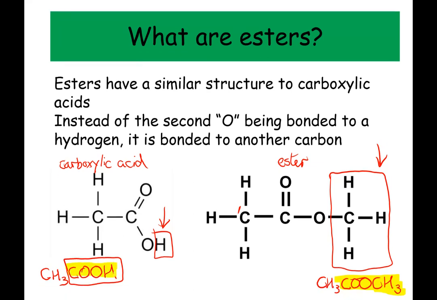Okay, so you should be able to identify an ester based on either its diagram or its structural formula by looking and seeing what's attached to that second oxygen. If it's an H, then it's a carboxylic acid. If it's a carbon or multiple carbons, then it must be an ester.